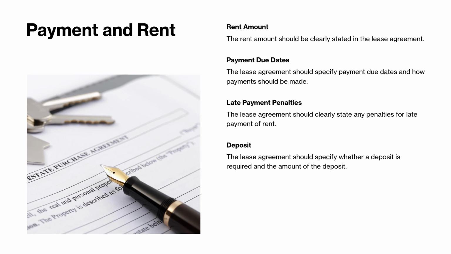Payment and rent amount. The rent amount should be clearly stated in the lease agreement. Payment due dates. The lease agreement should specify payment due dates and how payments should be made. Late payment penalties. The lease agreement should clearly state any penalties for late payment of rent. Deposit. The lease agreement should specify whether a deposit is required and the amount of the deposit.